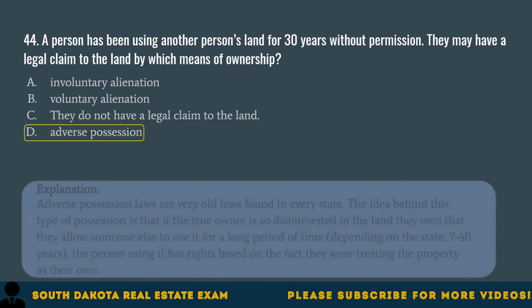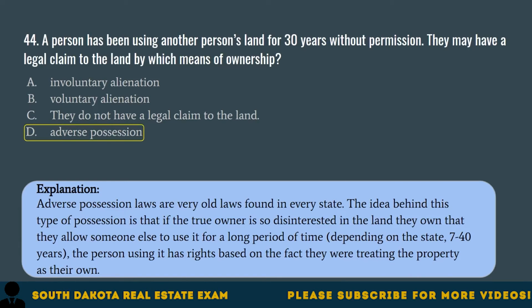Adverse possession. Adverse possession laws are very old laws found in every state. The idea behind this type of possession is that if the true owner is so disinterested in the land they own that they allow someone else to use it for a long period of time, depending on the state, 7 to 40 years, the person using it has rights based on the fact they were treating the property as their own.